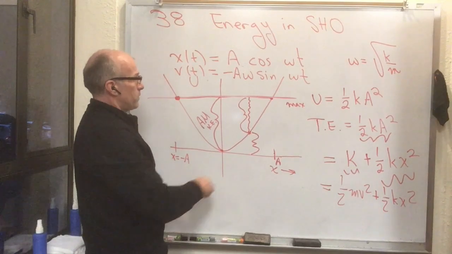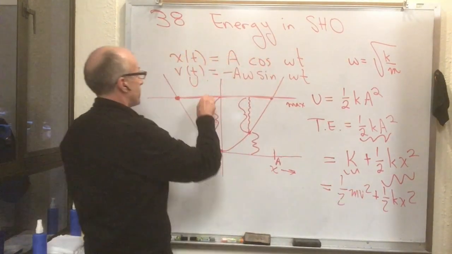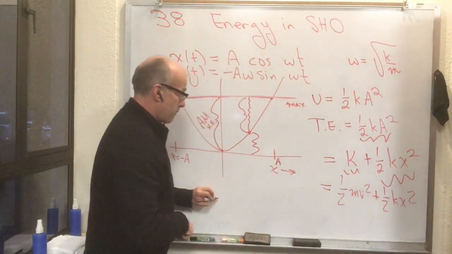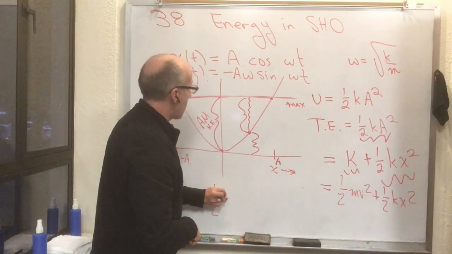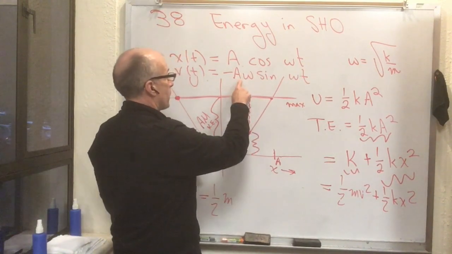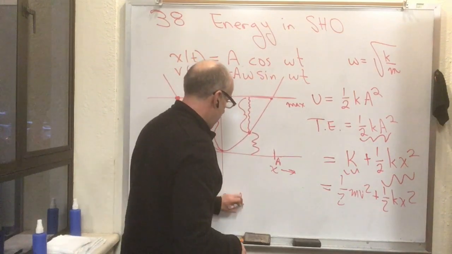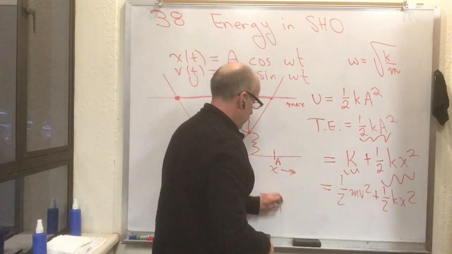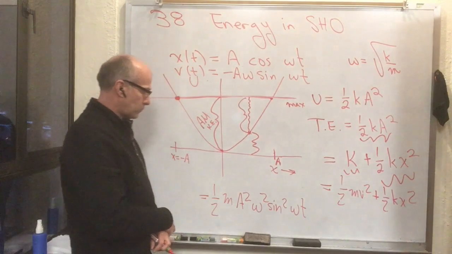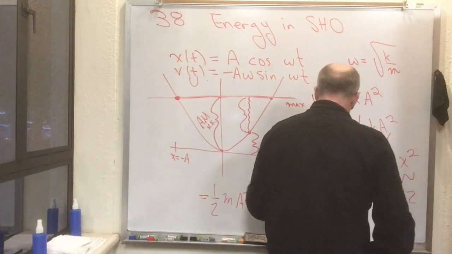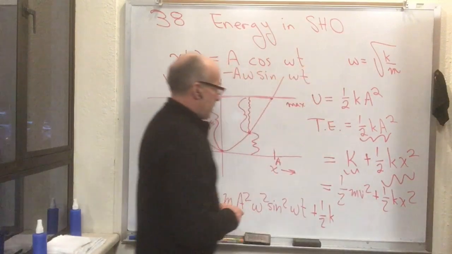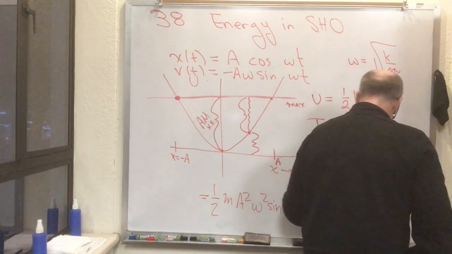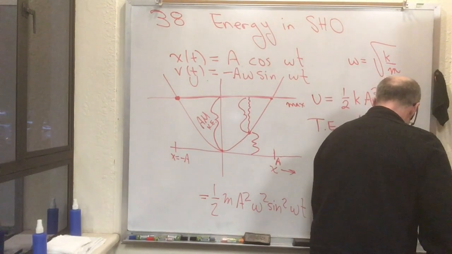So there's two terms here, 1/2 mv squared. Well, that's going to turn into, I guess I have to plug it all in. I'll do it right here. 1/2 m. Now, squaring this, I get A squared omega squared sine squared omega t. Then I got this second term, which is plus 1/2 kx squared. Now, x is that, so x squared is A squared cos squared omega t. Like that.